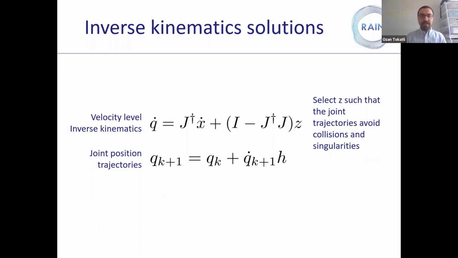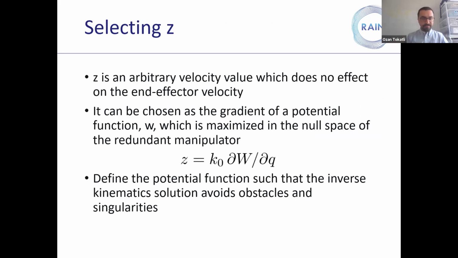By null space, what I mean is that there are certain joint velocities which will show no effect at the end effector. And by selecting those null space velocities or joint velocities, we can achieve some of the goals we identified at the beginning. For our case, it is the collision avoidance and singularity avoidance. So the rest of this talk will basically focus on how to select that Z value. Next slide, please.